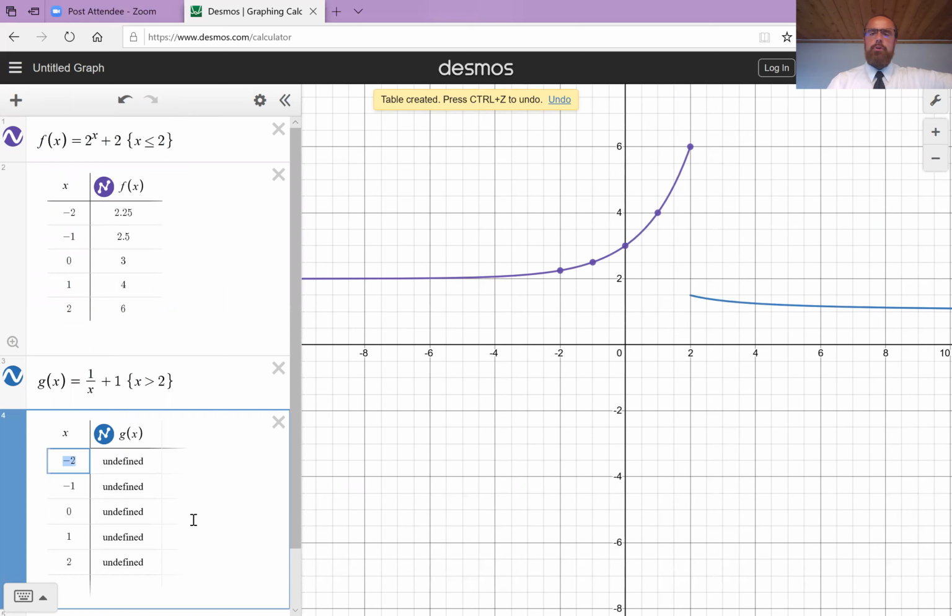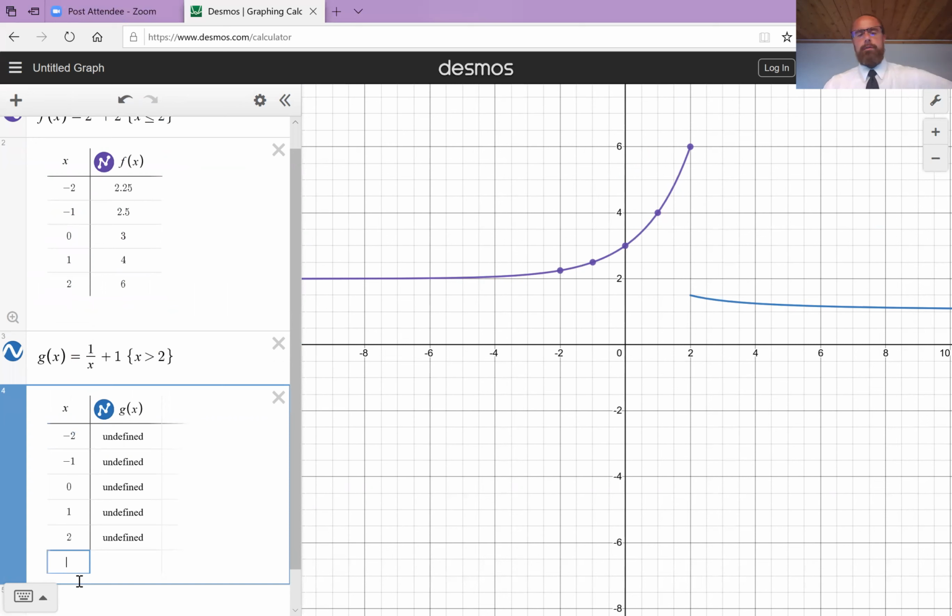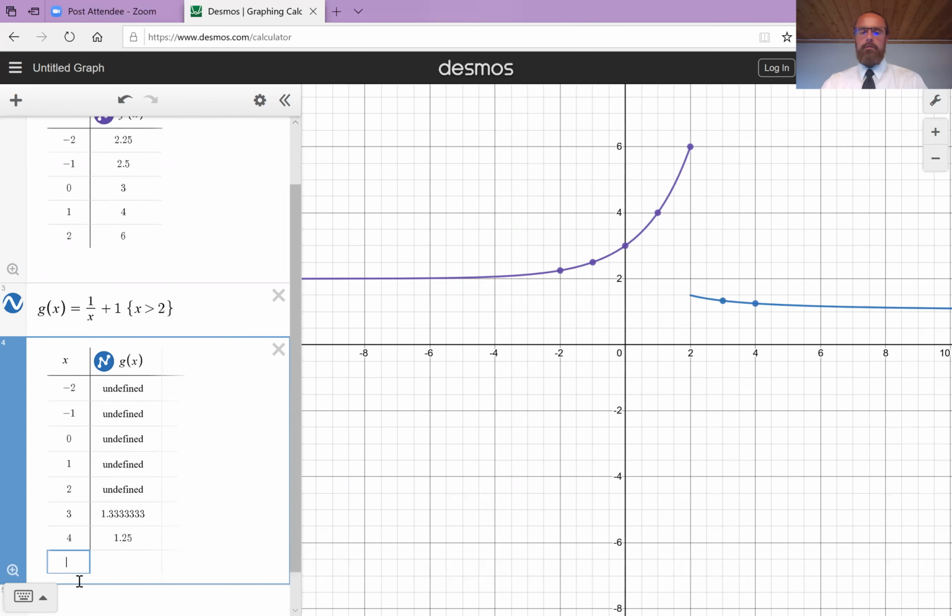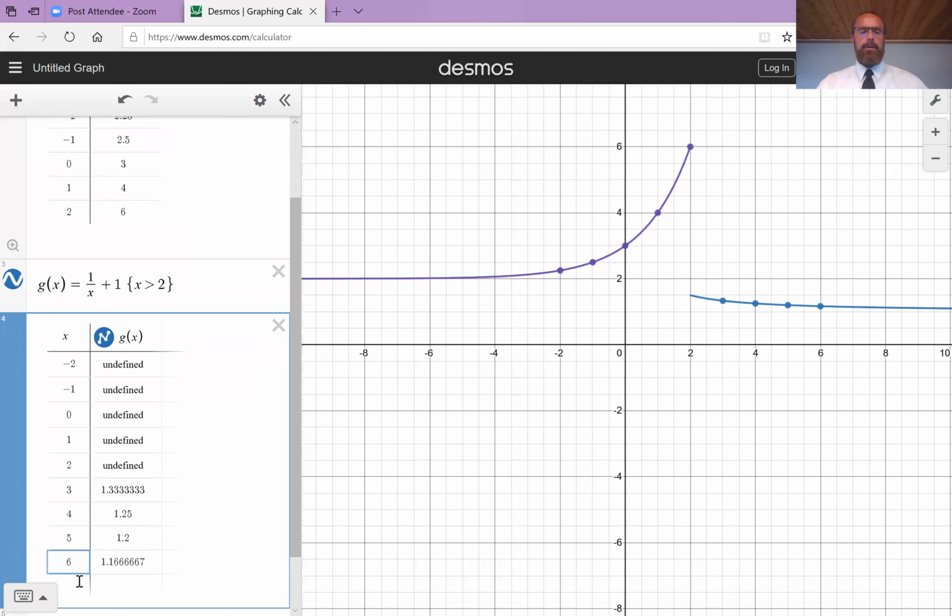And notice how it's showing up on those values of x that are lower than 2, undefined, undefined, undefined, undefined, undefined. So what I need to do is put the values that are within the domain of this second right-hand piece. So 3, 4, 5, and 6. So notice those points are showing up again.